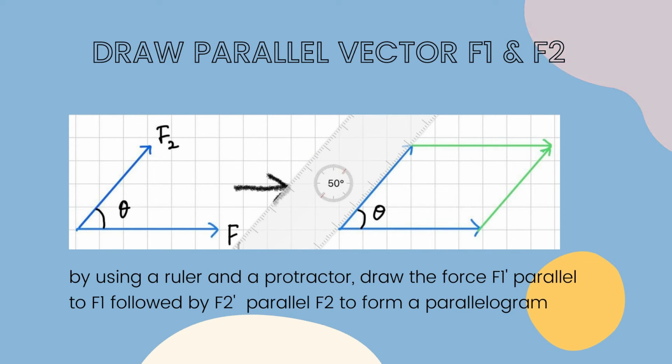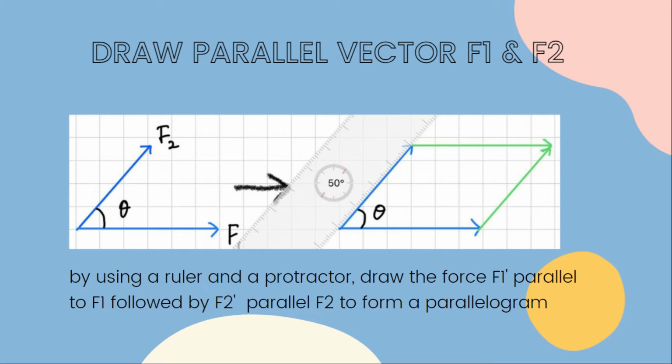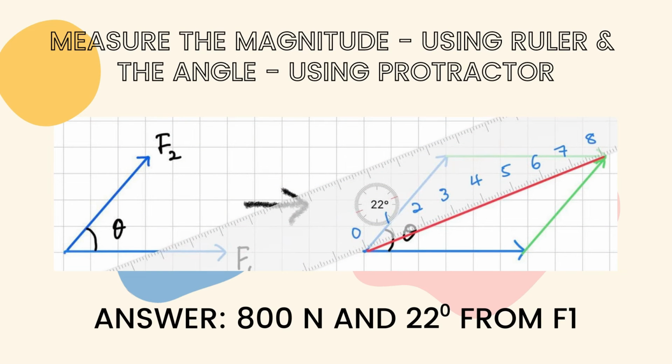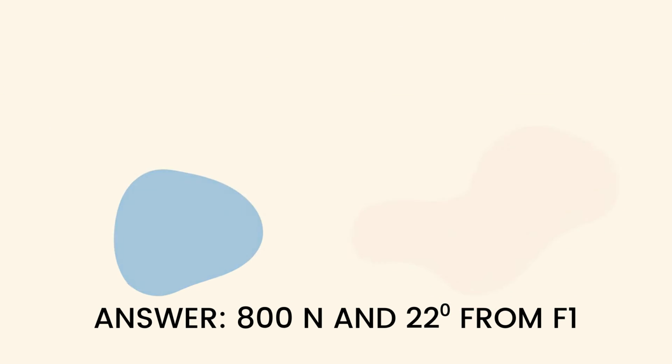By using a ruler and protractor, draw parallel lines to F1 and F2 to form a parallelogram. And lastly, measure the magnitude using a ruler and the angle using a protractor to measure the resultant force vector. In this question, the reading of the ruler is 8 centimeters, thus it needs to be changed to the scale 1 centimeter equals 100 Newton. So the answer will be 800 Newton and 22 degrees from F1.